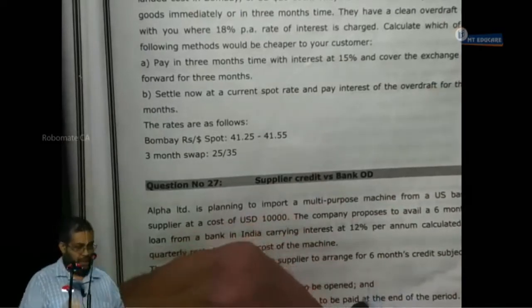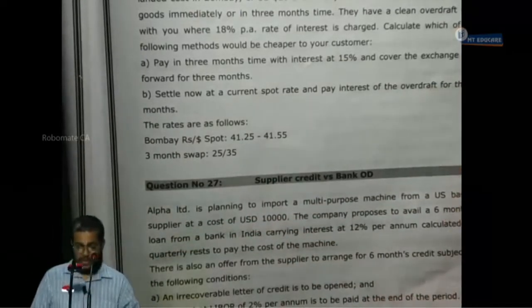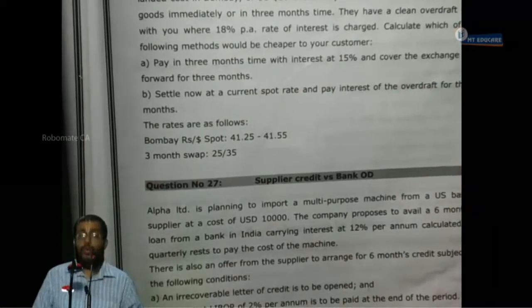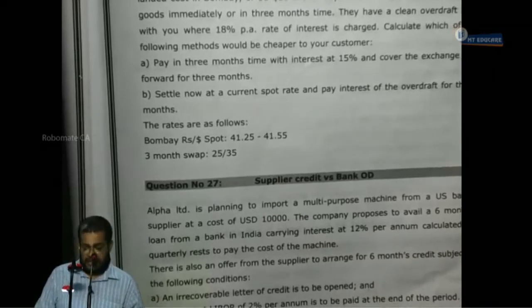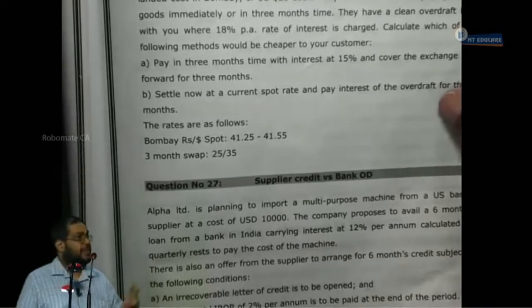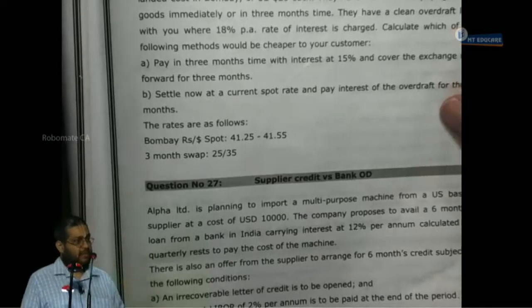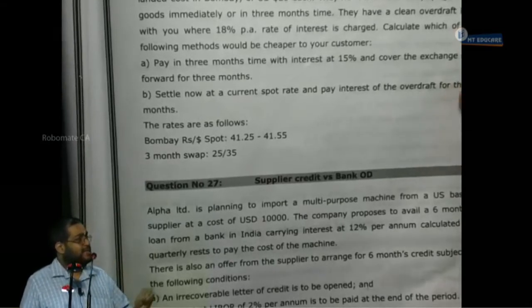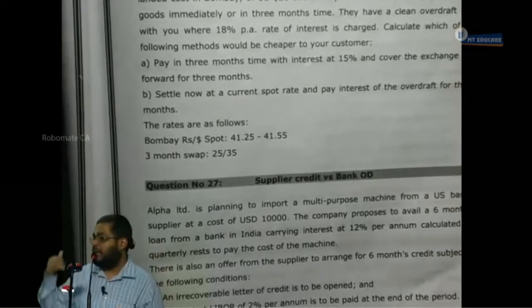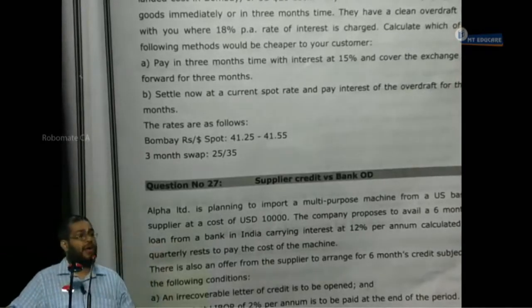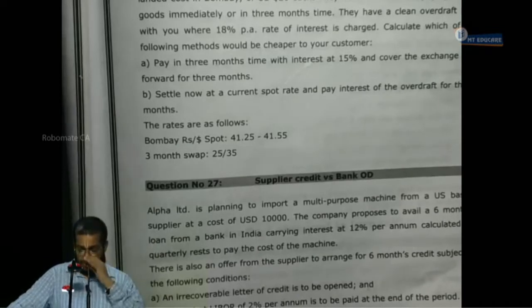Shall I start? Now, see, what is the amount payable by me to the supplier? How many dollars here? $10,000. There are two options available for me. One is to settle the $10,000 today itself. For this I require money or not? What can I do? Borrow a loan from the bank.